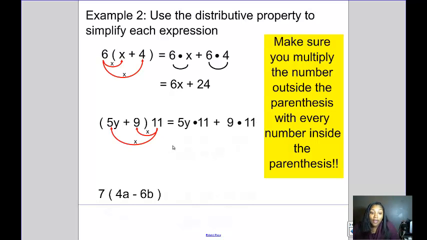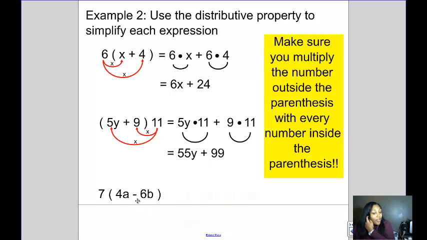Well, 5y times 11 will be the first thing I multiply, and 11 times 5 gives me 55, so that's actually going to be 55y, and then 9 times 11 gives me 99. And again, this is as far as I can go because I don't know what y is.